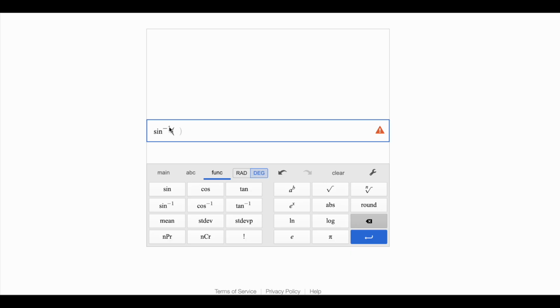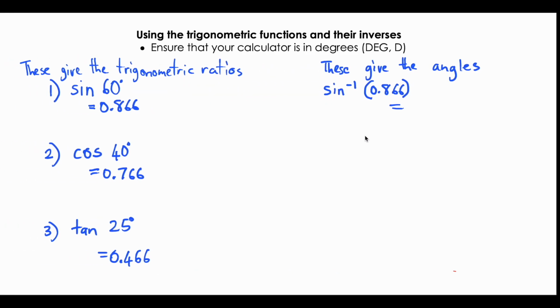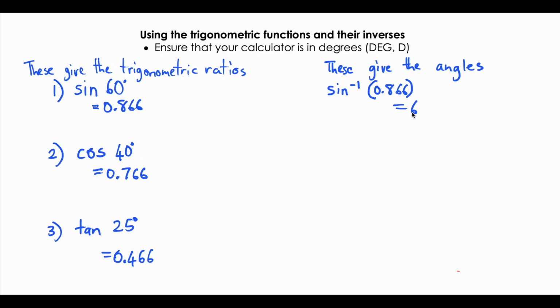So sine inverse of 0.866. You see what it gave me? 59.997, which is basically close to 60 degrees, right? So I could say 60 degrees. Usually we put these to 2 decimal places, but since 60 is a whole number, I'll put it as 60.